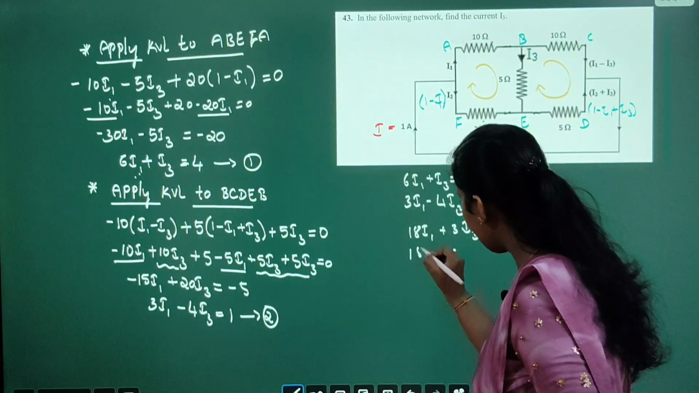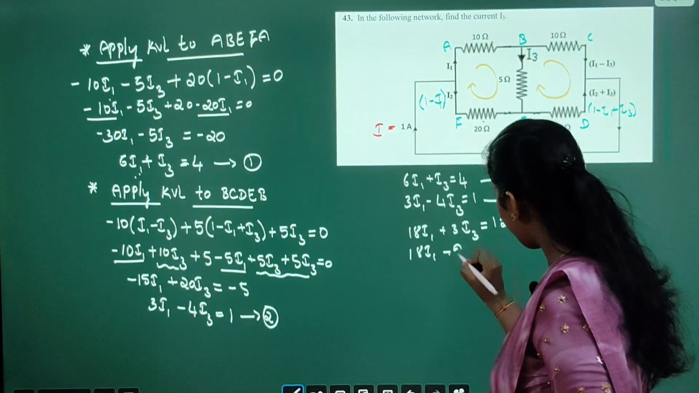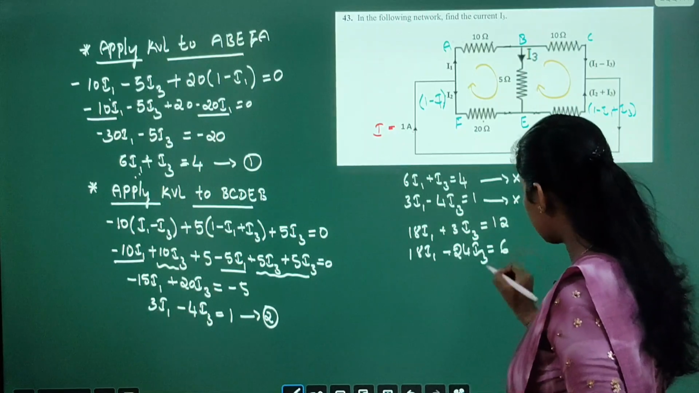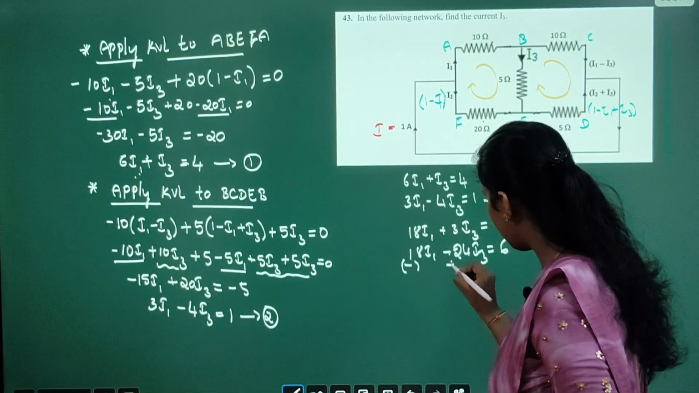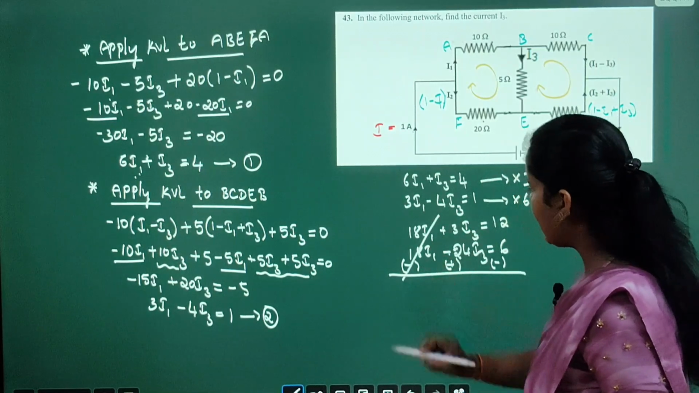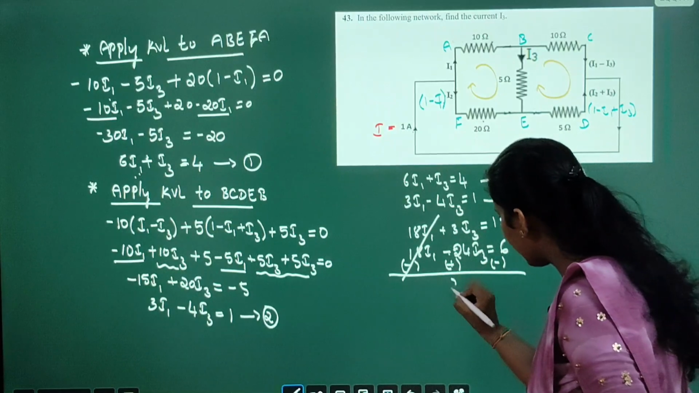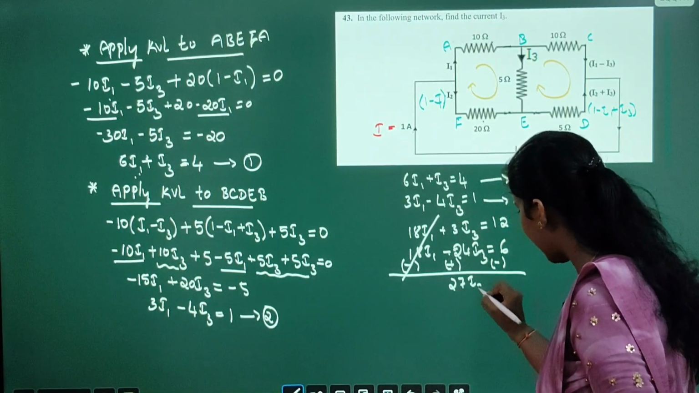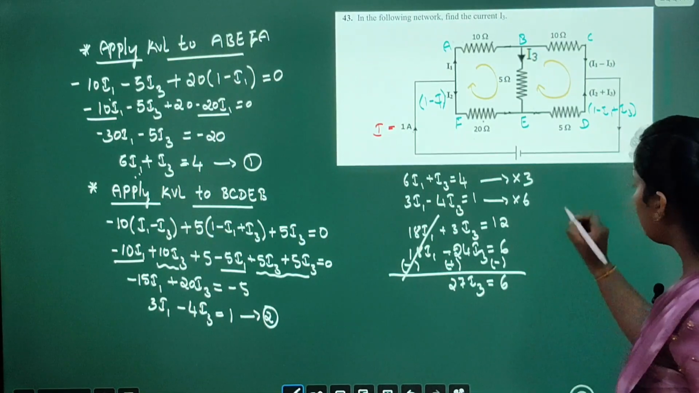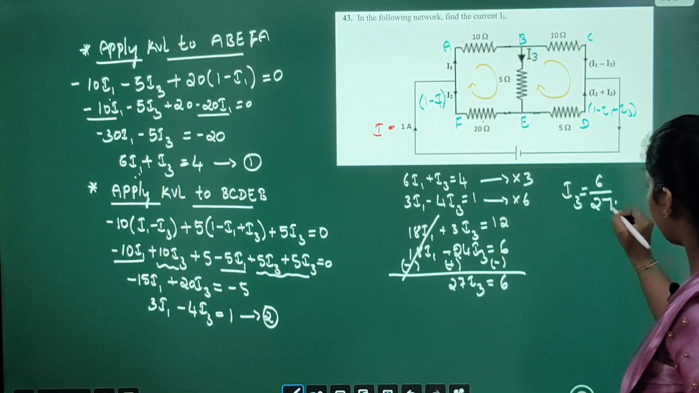Then 18 I1 minus 24 I3 is equal to 6, since 6 ones are 6. So here the negative symbol, positive symbol, and the negative symbol. Plus 18 I1 minus 18 I1 get cancelled. Here 24 plus 3 is nothing but 27 I3. 27 I3 is equal to 12 minus 6, which is 6. So I3 is equal to 6 upon 27.